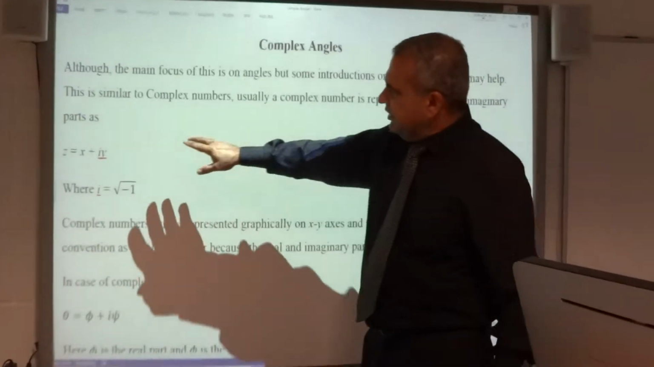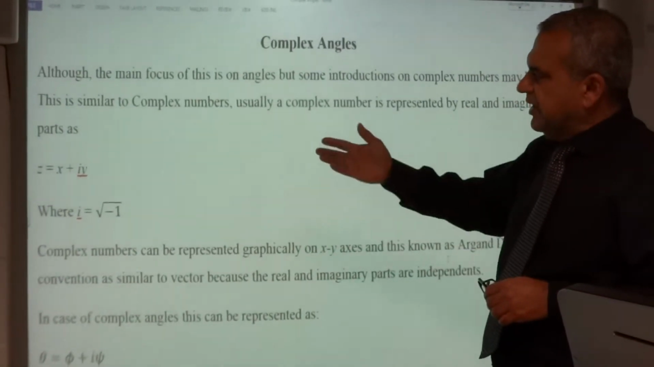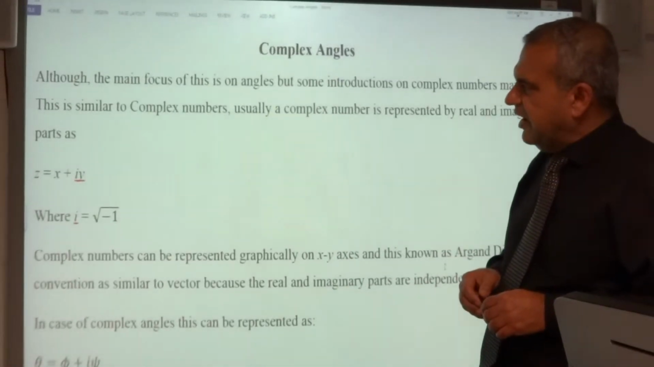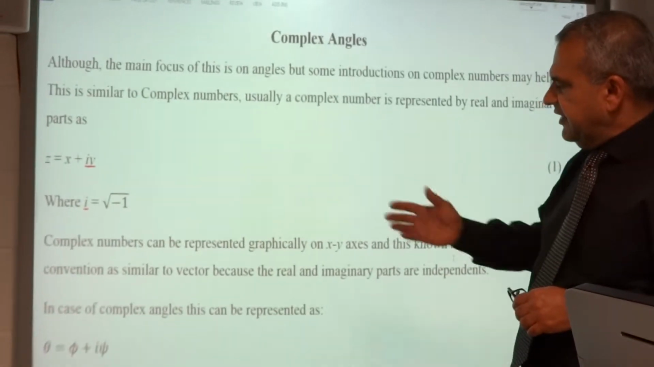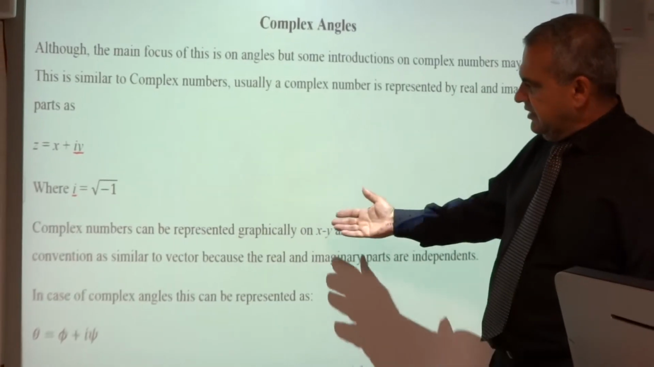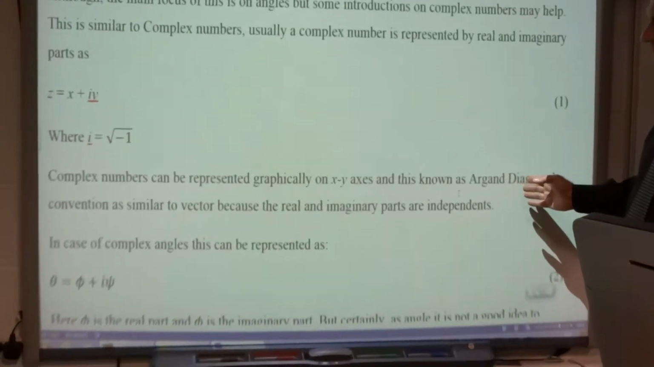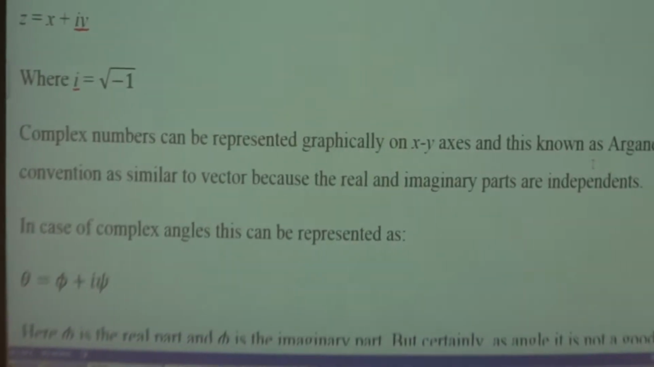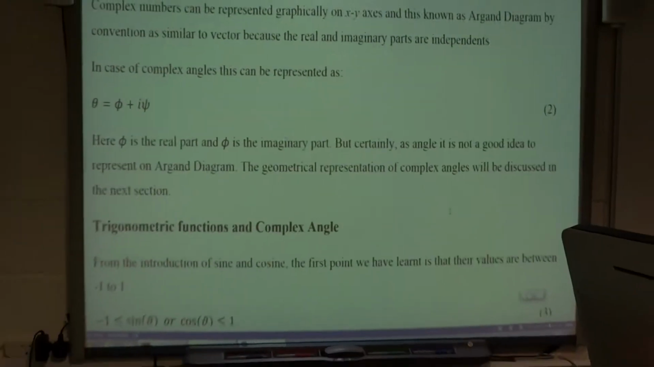Before we start, I think we need to have an idea of complex numbers. This is fairly easy. Complex numbers usually come from a general form of x plus i y, where i is the square root of -1. And we are all familiar with the basics of pure mathematics, that complex numbers can be represented on the xy axis using an Argand diagram, which is fairly easy, or can be represented in vector format. But now the main focus here is the angle.